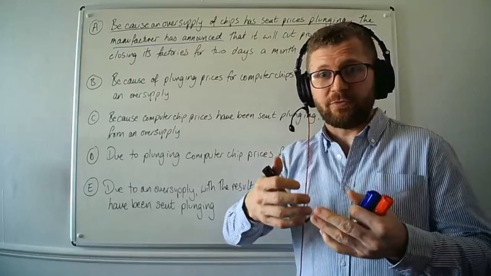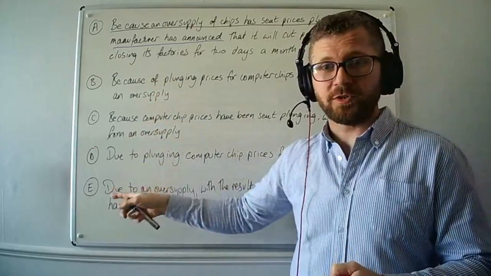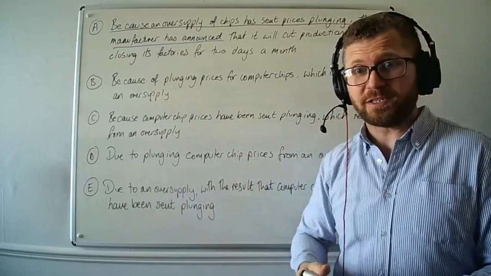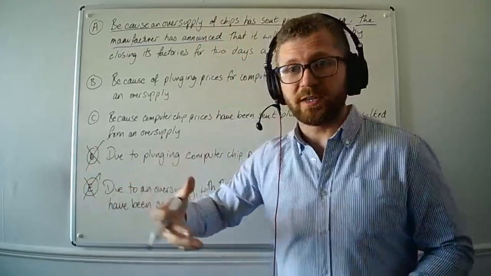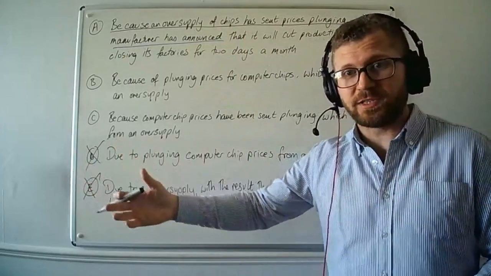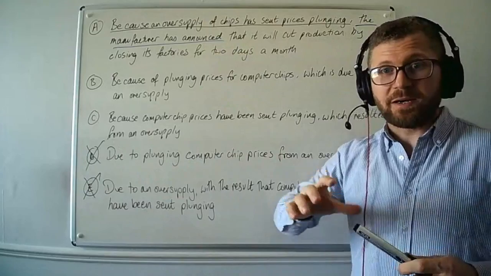As we said, if we're trying to explain an action, we should use because. We should not use due to. And so for that reason, I can get rid of D and E. So because we're trying to explain an action, the action of announcing something, we can't use due to, D and E go. All right, so now we're left with A, B, and C.